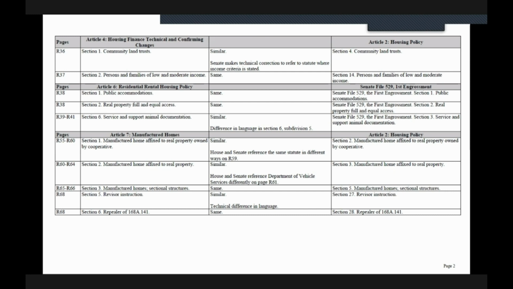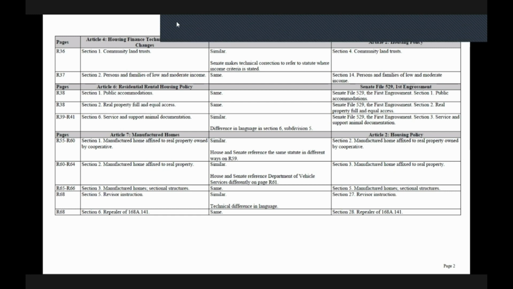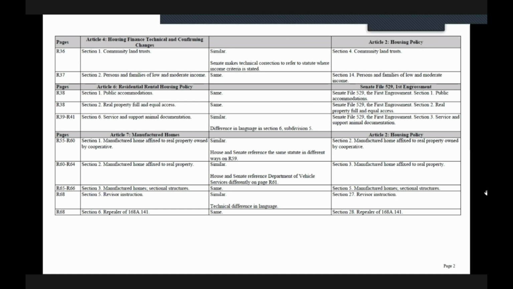Do we have any questions, Mr. Worth? Any discussion on the Senate side? Madam Chair, no questions. So Chair Draheim has just moved Senate Section 27 on R68. All those in favor say aye. Aye. Opposed, nay. That motion prevails.